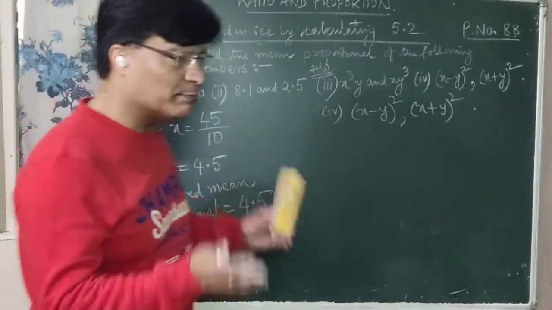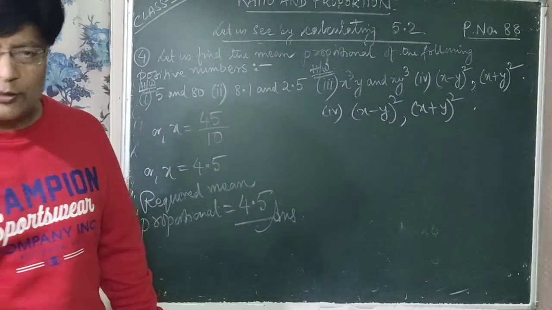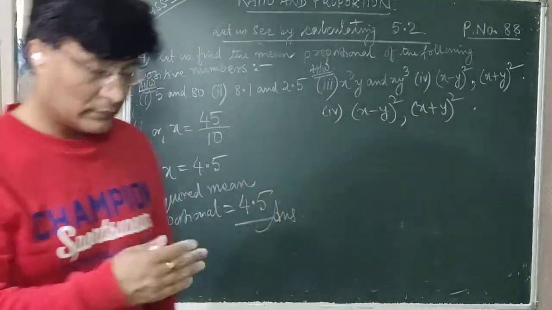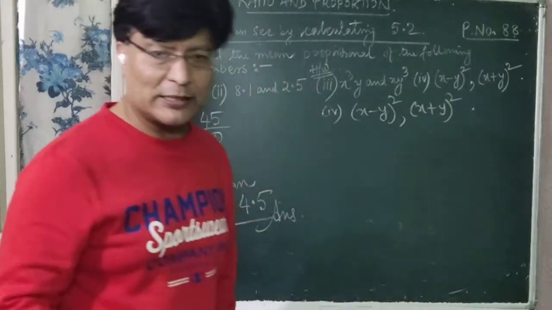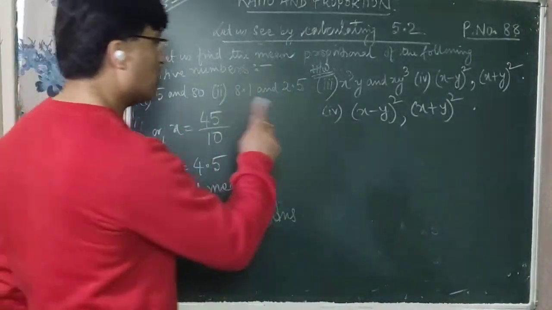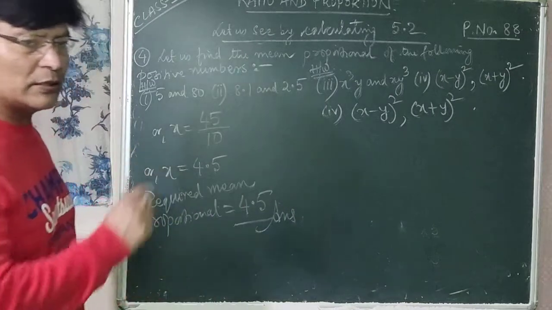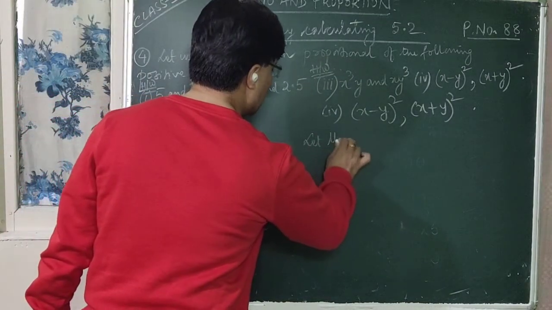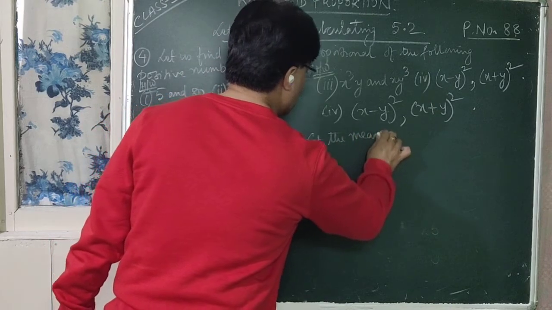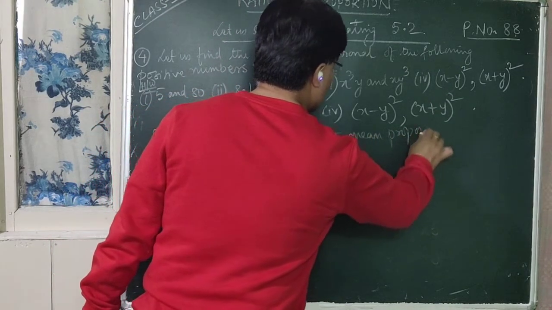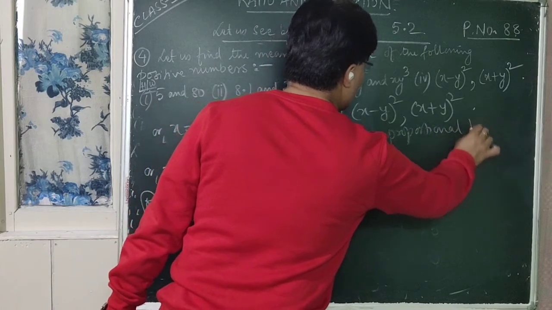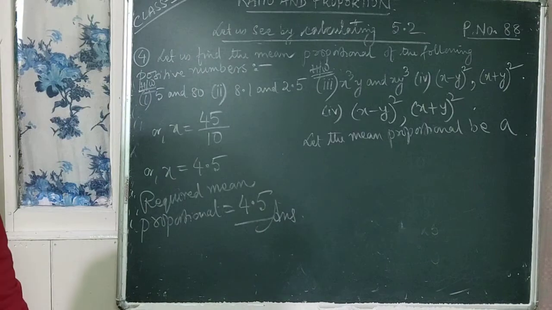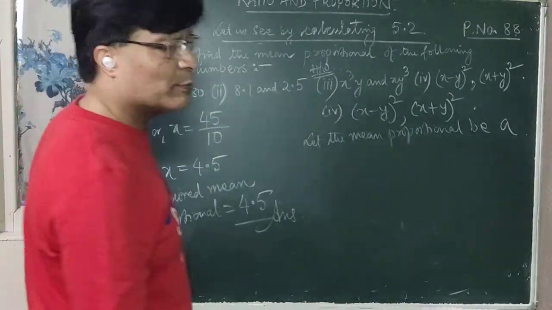Mean proportional means बीचको term चाहिँ निकाल्नु पर्यो. That is your second term. This is first term and third term are given. You have to find out the middle one. Okay, that is known as the mean proportional. So let us assume the mean proportional in this case also. Let the mean proportional be what? Let us assume it as A, because x and y are given out here. Okay, so let the mean proportional be A.